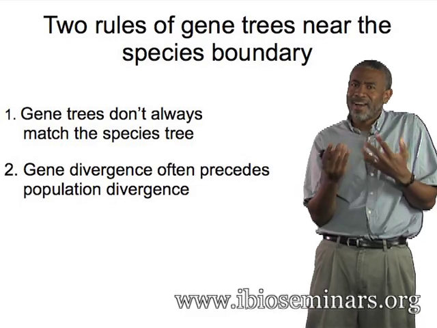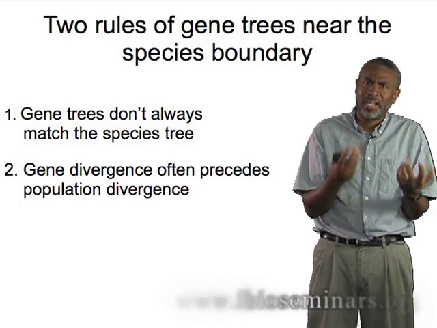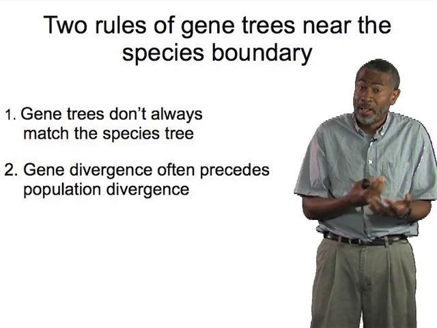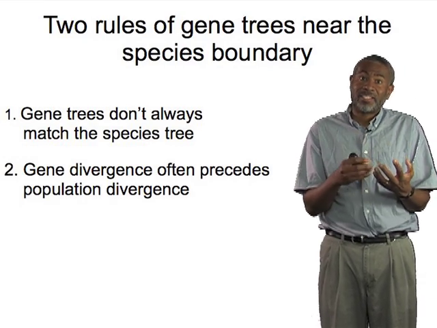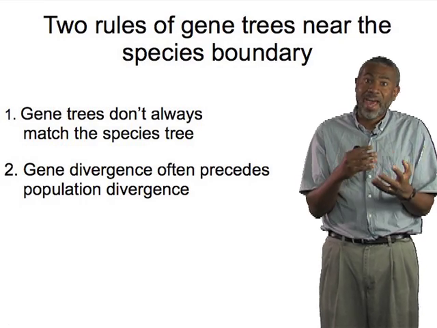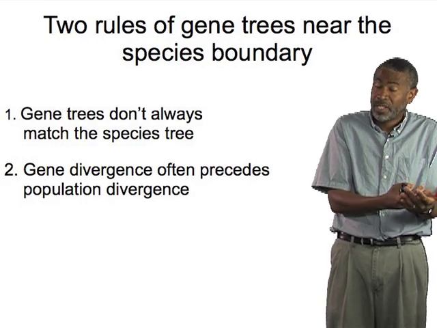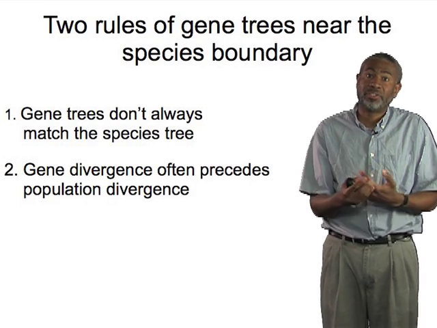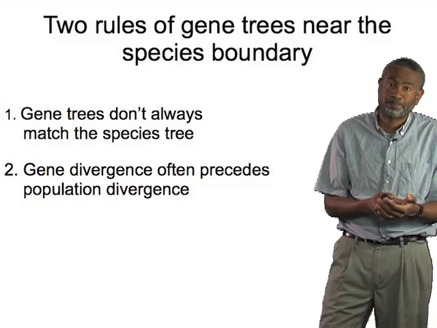It's a very non-intuitive result that was first discovered through empirical analysis of simple molecules like mitochondrial DNA. What we're going to see is how the gene tree patterns sometimes differ from the population histories, but how we can use these patterns to understand the nature of population divergence.